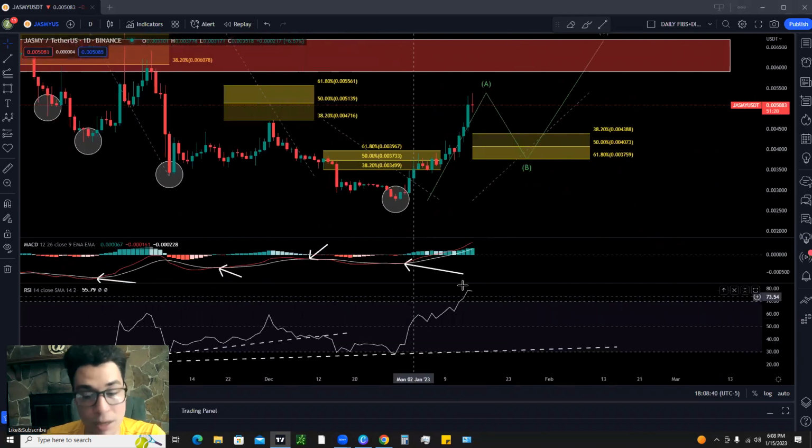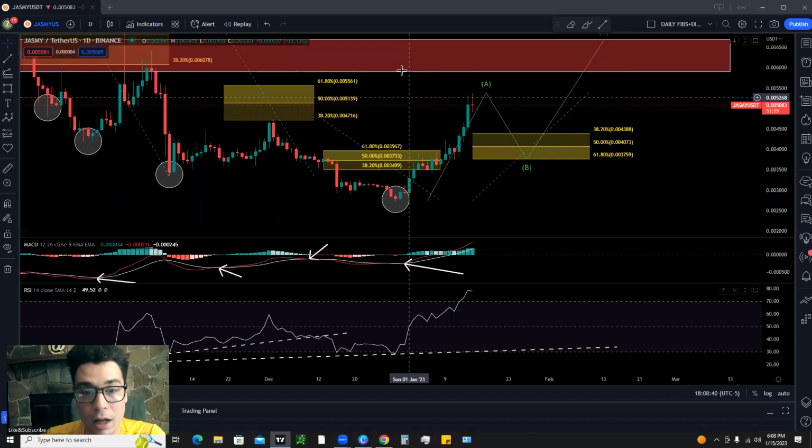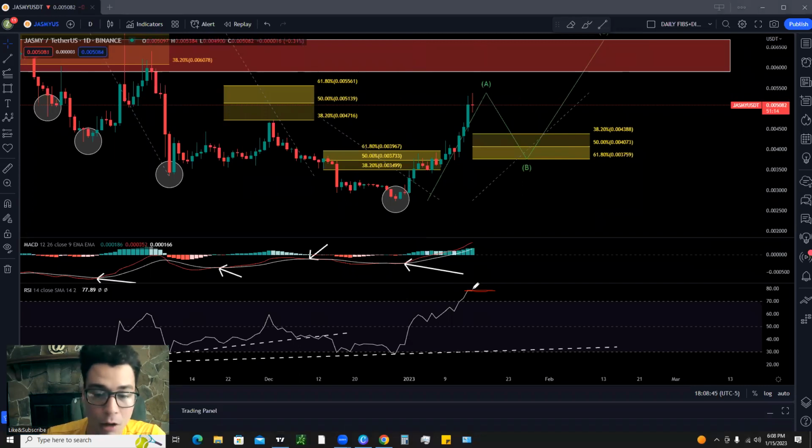So, typically when something is overbought above 70, and you can see right here, we're trading close to 80, you do see a pullback, right? Now, just because something's overbought doesn't mean that it can't end up going higher, right? It just means that, hey, maybe there's going to be some type of a healthy pullback, aka a healthy retracement.